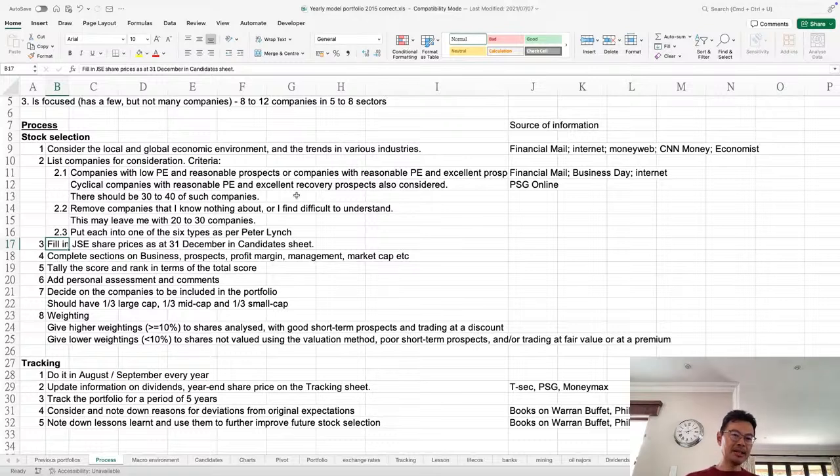Number 8 is weighting. Give higher weighting, greater than 10%, to shares analyzed with good short-term prospects and trading at a discount. And give lower weighting, less than 10%, to shares not valued using the valuation method, with poor short-term prospects, and/or trading at fair value or at a premium.